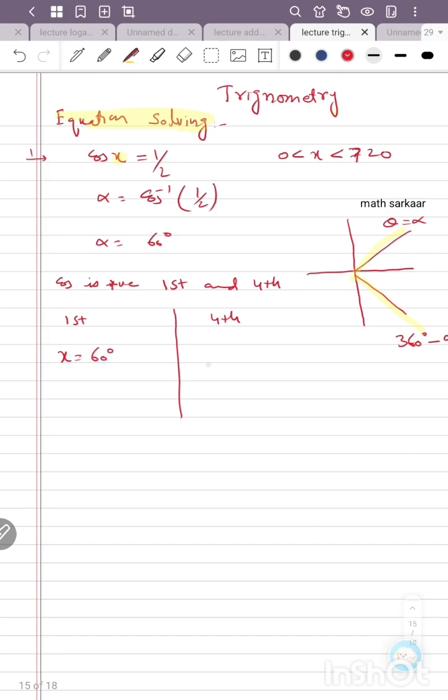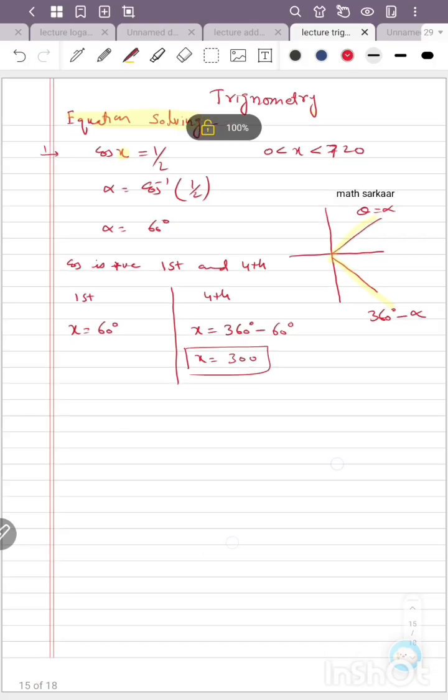Okay, dear friends. Now for the fourth quadrant, we have to write 360 minus alpha. Alpha is 60 degrees, so we get 360 minus 60, and the answer is 300. Hopefully, dear students, you understand this part.